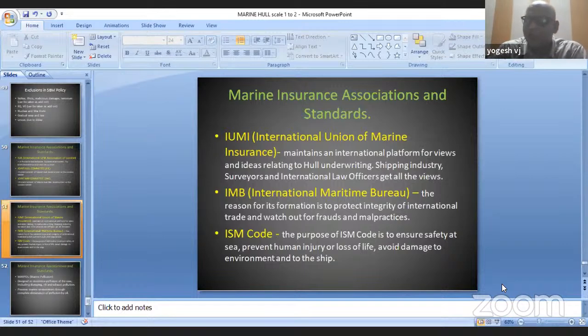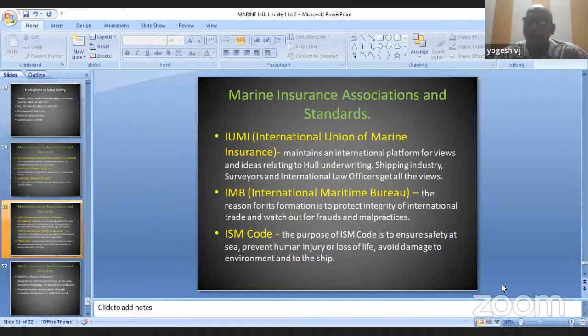It maintains an international platform for views and ideas relating to hull underwriting. Shipping industry, surveyors and international law officers get all the views. I mean, not only the insurance people, but in fact, those people who belong to international law, those who fight cases at international level for these various shipping companies, they can also give their inputs to IUMI. And certain modifications can be done in the rules laid down by them. IMB is International Maritime Bureau.